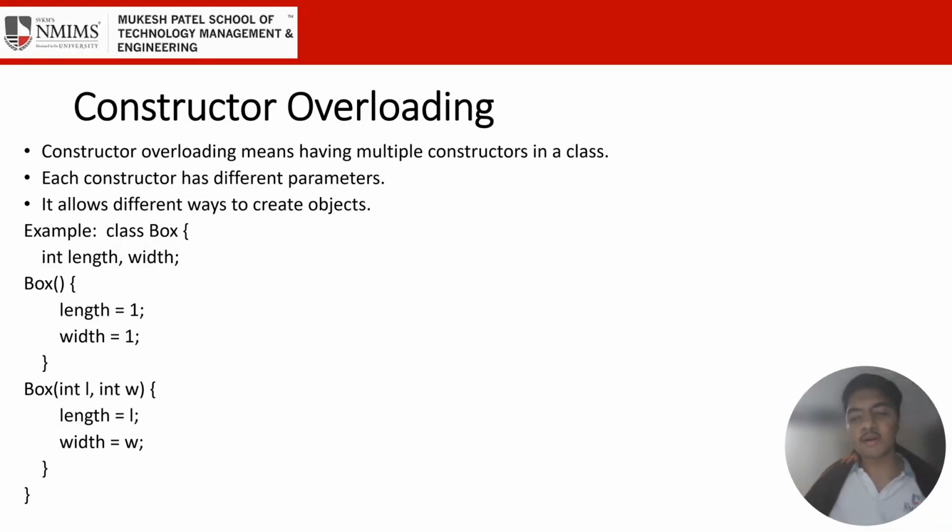Constructor overloading. Constructor overloading means having multiple constructors in the same class, but each constructor must have different parameters. In that way, it allows different ways to create objects. As you can see in this example program, we have global variables int length and width. And what are the variables over here?